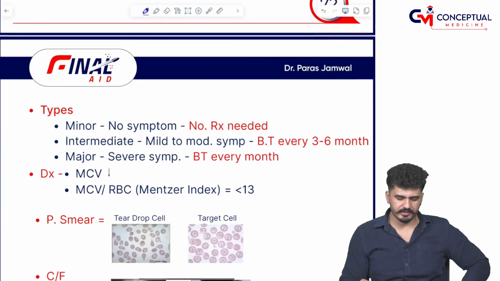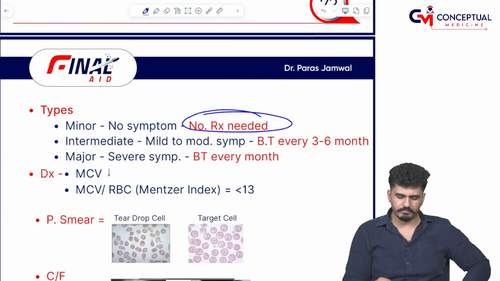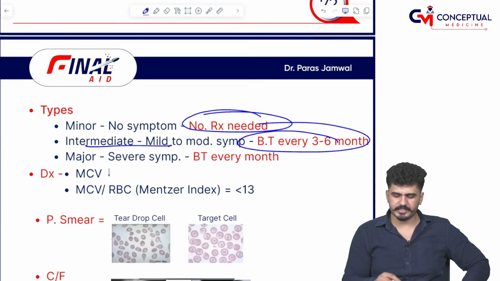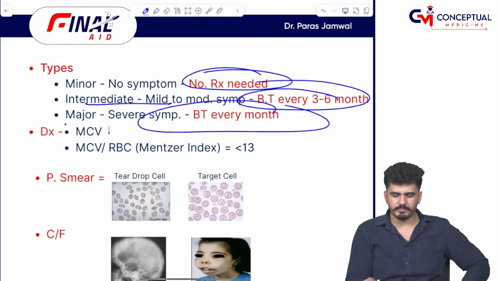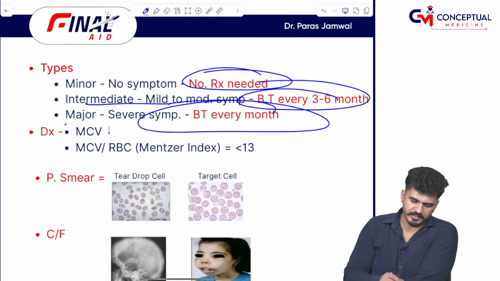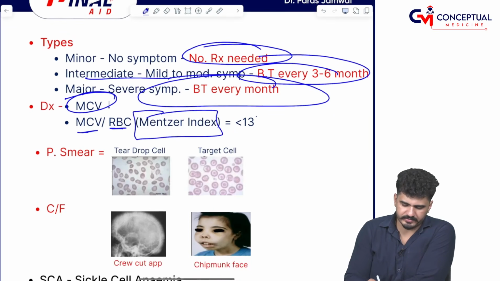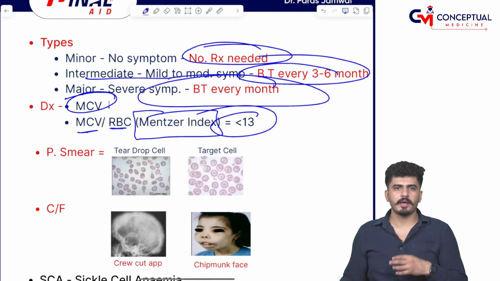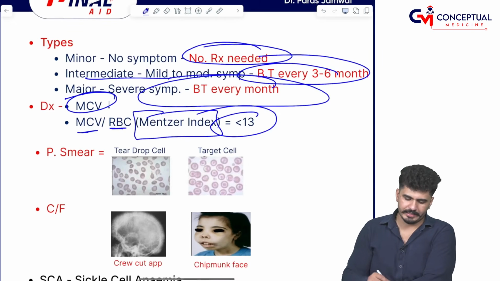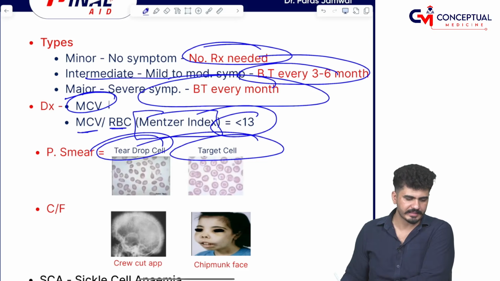There's a beta chain defect. Minor, no treatment. Intermediate, blood transfusion every 3 to 6 months. Major, blood transfusion every month. MCV is low. MCV upon RBC will give you the Mentzer index, which is low in case of beta thalassemia. On the peripheral smear you will see teardrop cells and target cells in beta thalassemia.